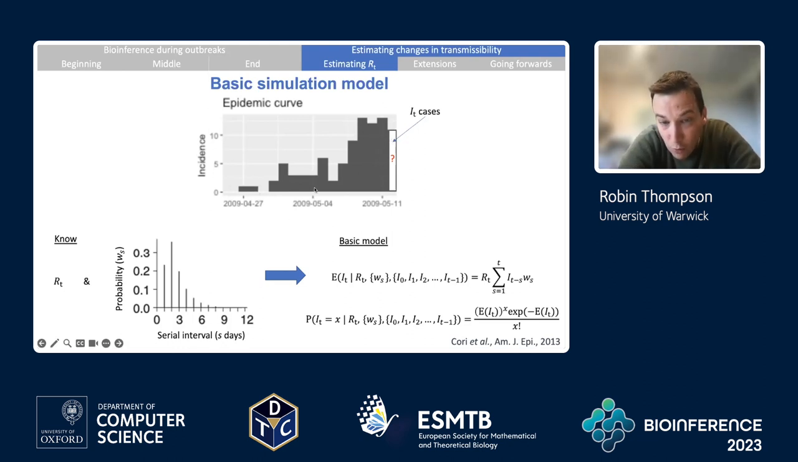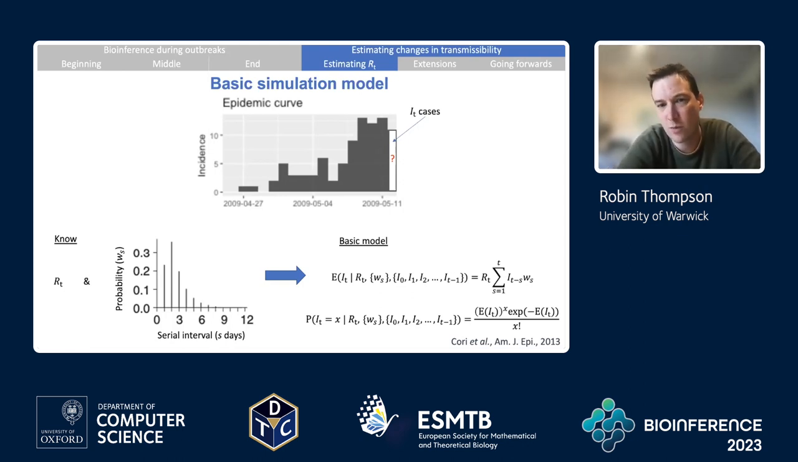How you might do that is you might say, well, suppose that what we've run in our simulation up till now are the black bars. So these are the numbers of cases each day in the outbreak so far. And what we want to do is simulate the number of cases that occur today on day T.